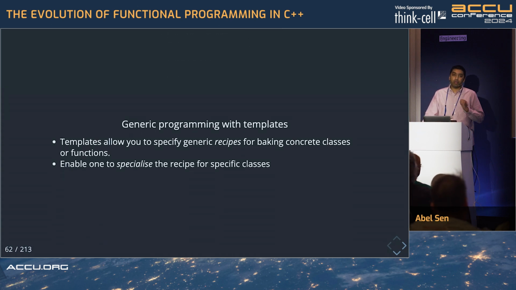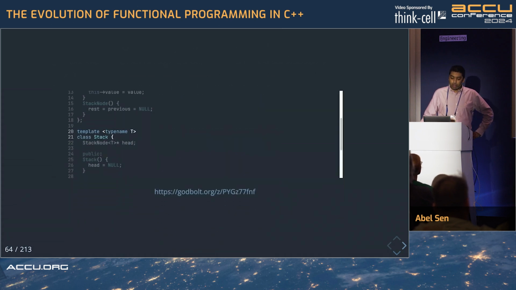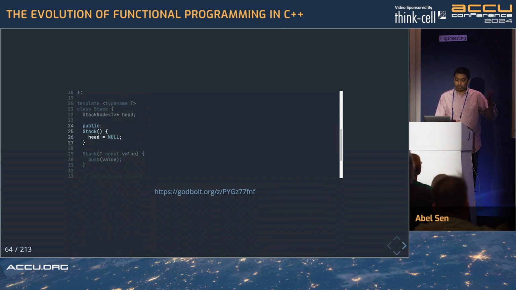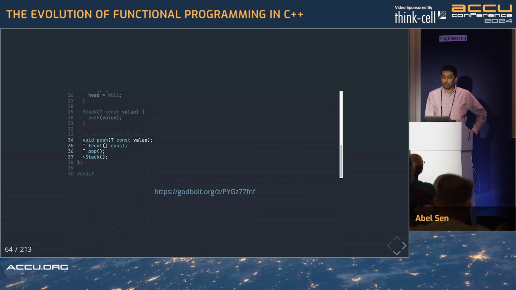When we talk about generic programming with templates, templates allow you to specify generic recipes from which you can bake concrete classes or functions. They enable you to specialize that recipe in the case of specific classes if you need additional space or time performance. This time, I promise, is a more realistic example. Here is our humble stack, which is templatized on a type named T, and it comes with the usual implementation of a linked list. It has a head pointer, a default constructor, another user-defined constructor, and then push, pop, and destructor operations.